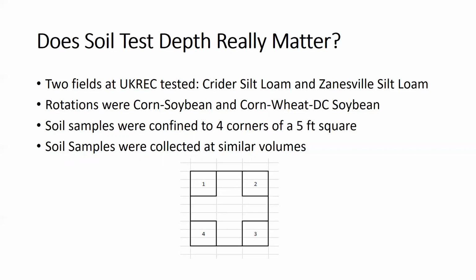So I had 2 fields here at Princeton. One of them was a Kreider silt loam on the front side of the farm, for those of you familiar with Princeton, that's off of 91. And the other is a Zanesville silt loam on the back side. That's a fragipan soil. We had a corn soybean rotation and a corn wheat double crop soybean rotation. Both of the fields were no-till, and I collected soil samples in a 5 by 5 area. So this is a pretty small area. We expect very little difference between site 1 and site 2, but there could have been.